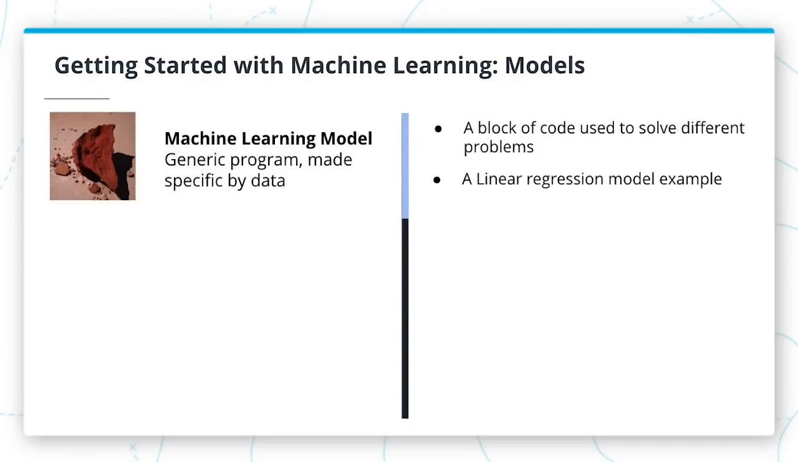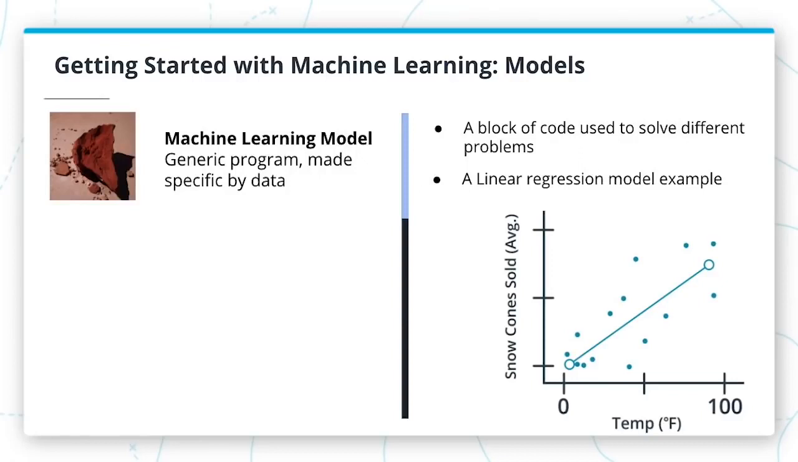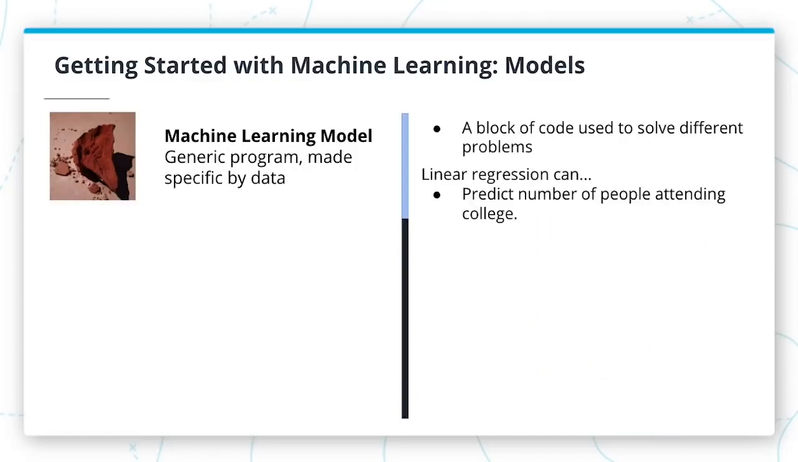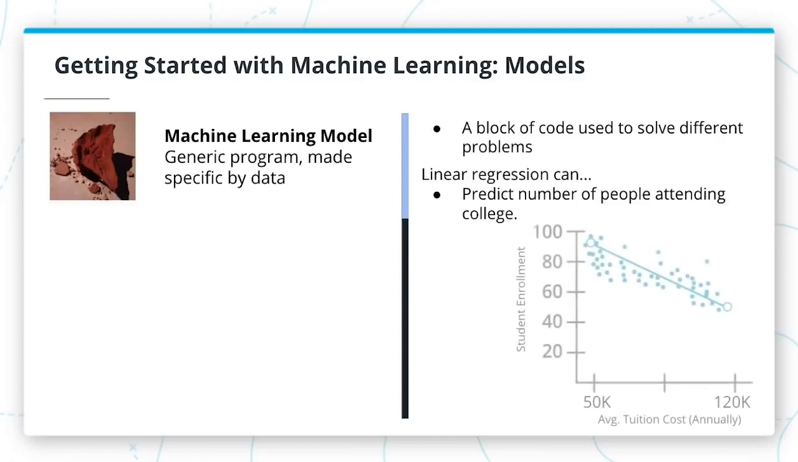In this example, we are using a linear regression model to predict the number of snow cones you might expect to sell based on the temperature. Our model here predicts that as the temperature increases, you will sell more snow cones. A model can also be used to predict how the number of people who attend college changes based on the cost of admissions. In this example, our model predicts that as the cost of tuition increases, the number of people attending college will decrease. But how does this model do this work?